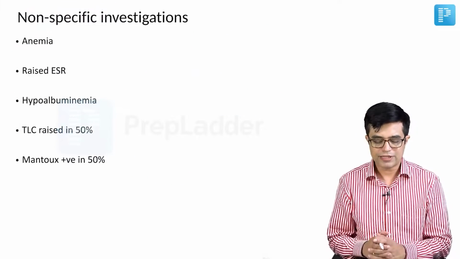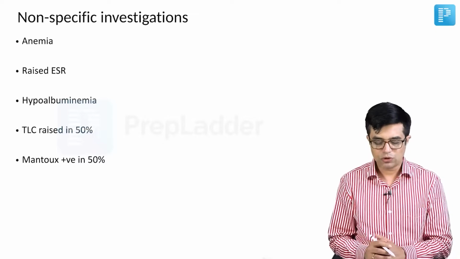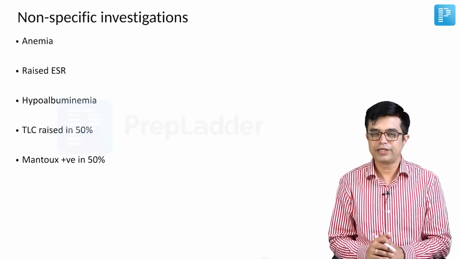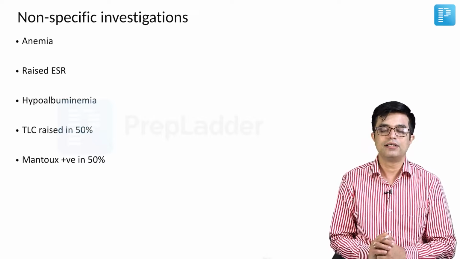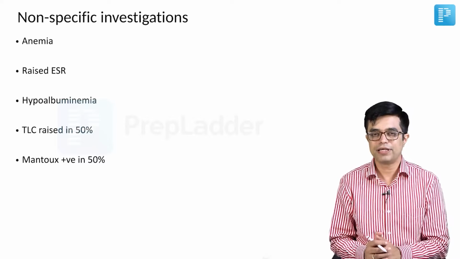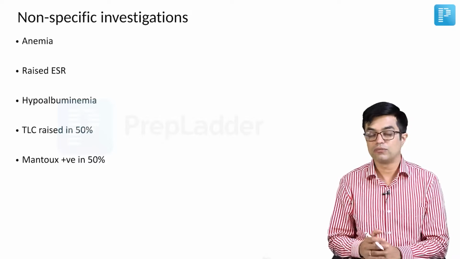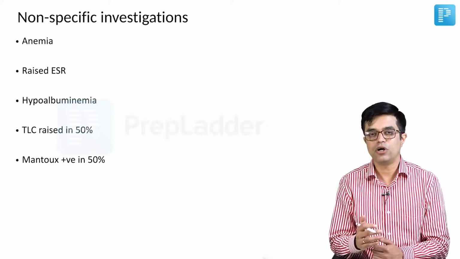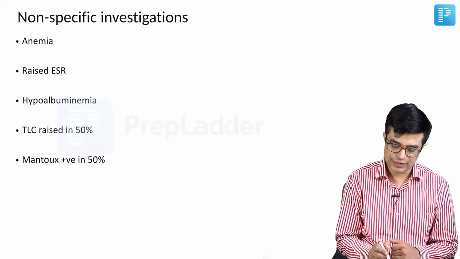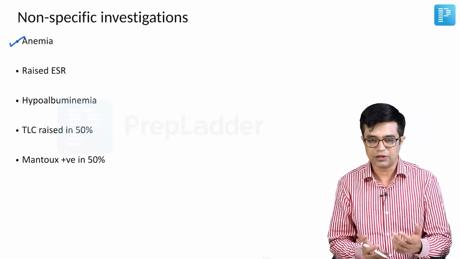So what are the non-specific investigations? First of all, we have anemia. When you do hemoglobin, a moderate to severe degree of anemia is seen. On examination, it will manifest as pallor. The type of anemia is not specified, but generally it is either normocytic normochromic or, more commonly, microcytic hypochromic, which is due to anemia of chronic inflammation. So anemia is the first non-specific investigation which can add up to the workup.